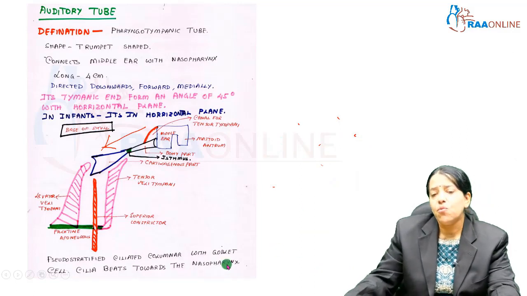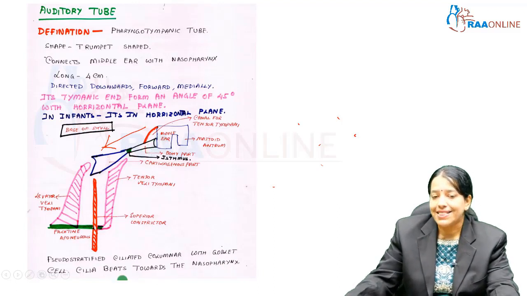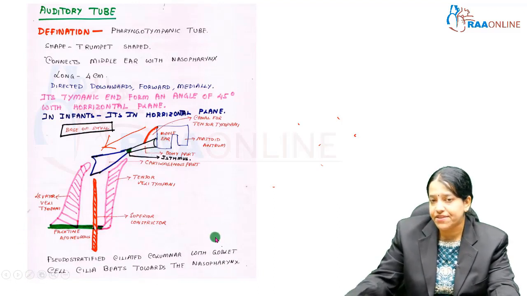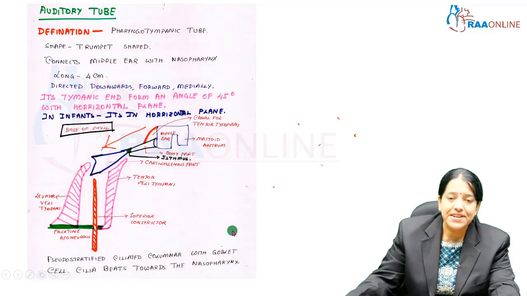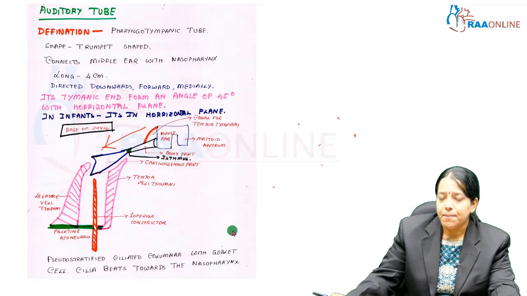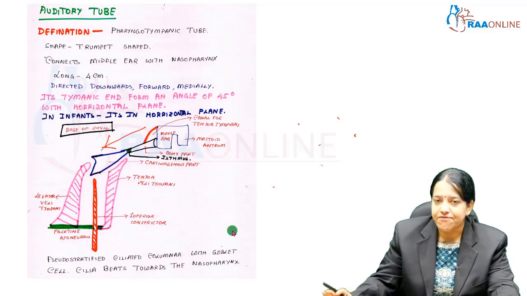Now what is the mucosa which lines the auditory tube? The mucosa is a pseudostratified ciliated columnar epithelium with goblet cells, and the cilia will beat towards the nasopharynx. The beating of the cilia towards the nasopharynx is very important because it will prevent ear infection. It will drain the dust particles and prevent infections.